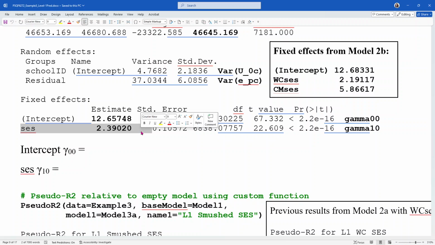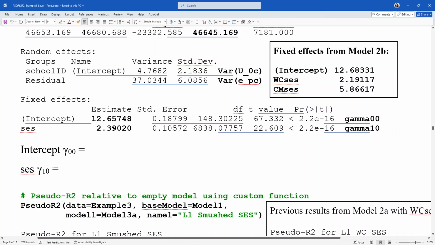That's because how many students do we have? Lots. Like 7,000 or something? How many schools do we have? 160. So in terms of the weighting, it's much closer to the level 1 effect. And so I think that folks who don't get as upset about this as I do would point to this and be like, it's 2.19 versus 2.39, I can live with that.